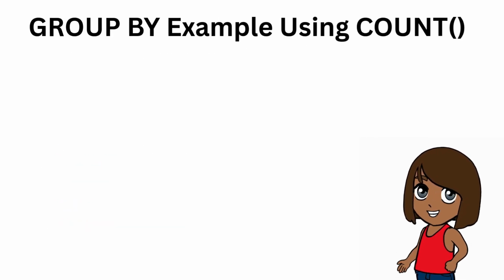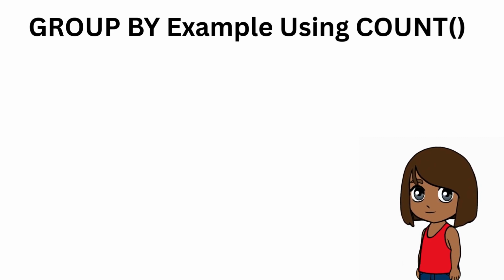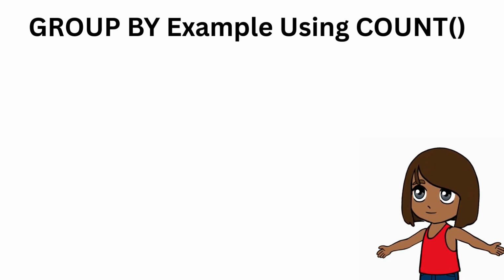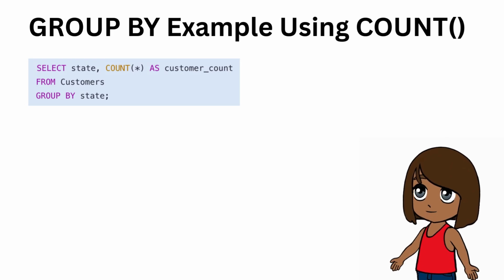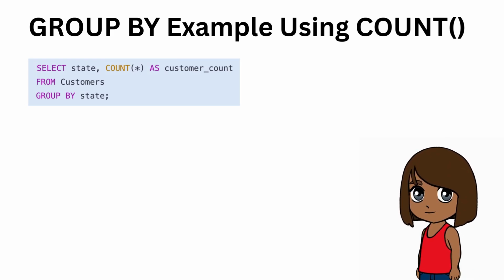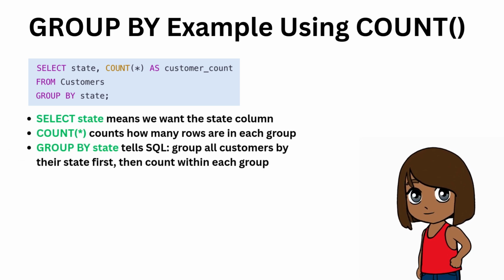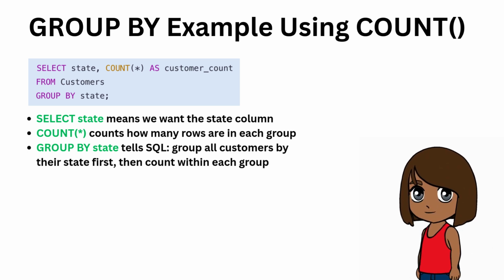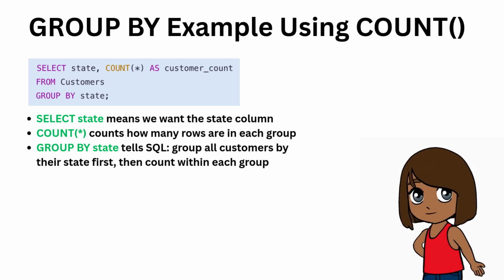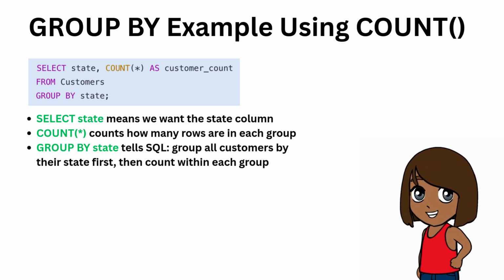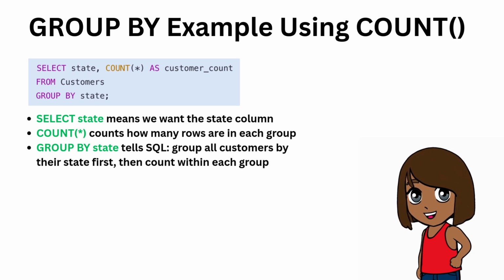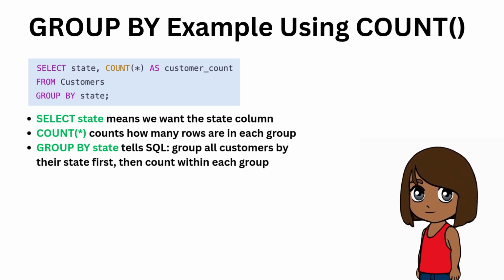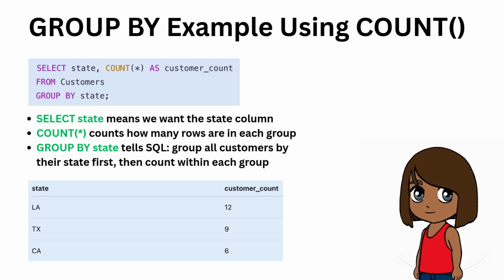Now let's look at our first example using count. We're going to answer the question, how many customers are in each state? We can use the query that you see on screen. So here's exactly what's happening. Select state means we want the state column. Count counts how many rows are in each group. Group by state tells SQL, group all customers by their state first, then count within each group. This is the result of the query.